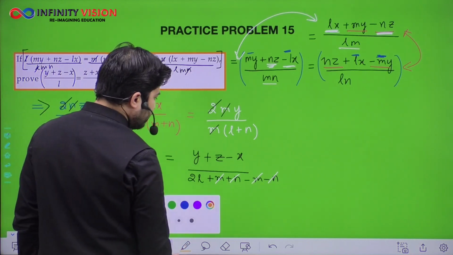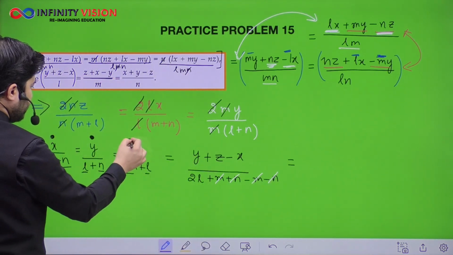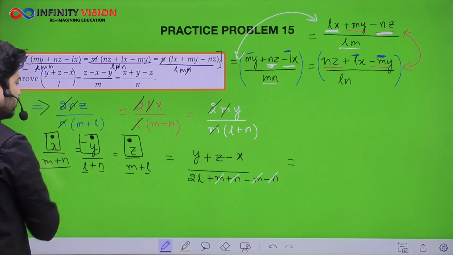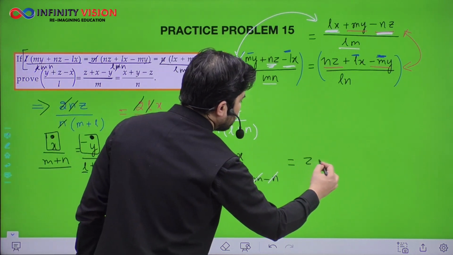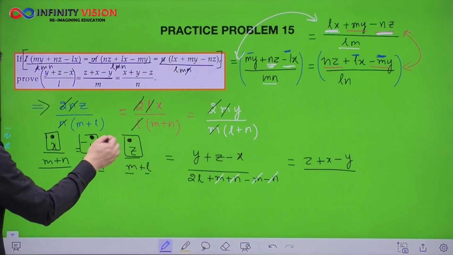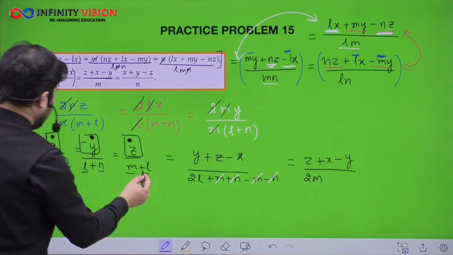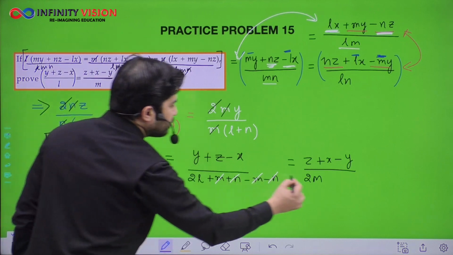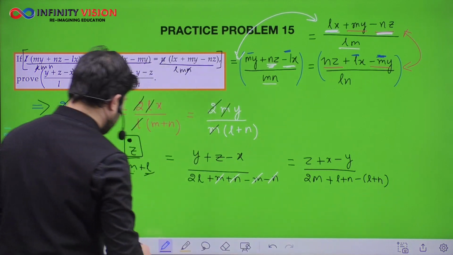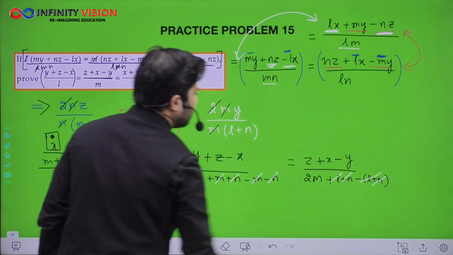In the same way, if you notice, you have to have z plus x minus y. So this means z plus x minus y. So you will get z plus x minus y as your antecedent. And the consequent, you have to add these two: z plus x. So m plus m would become 2m plus L plus n, minus L plus n. Again, you know that this Ln would cancel out this Ln.